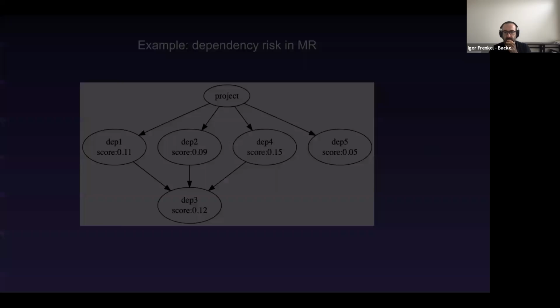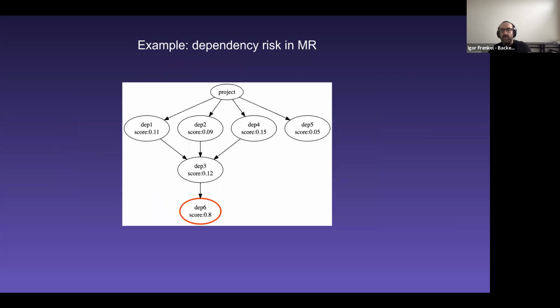But let's say we add a new dependency on which 3 relies on, right? And this one has a very high score. Our score is 0 to 1, right? So this is 80, or 0.8. So now all of a sudden we've introduced a high-risk dependency. There's no advisories, there's no vulnerabilities, it's just a high-risk dependency for whatever reason.